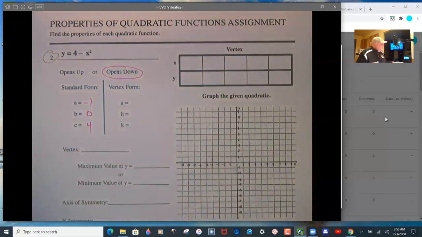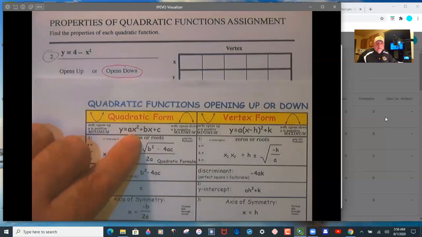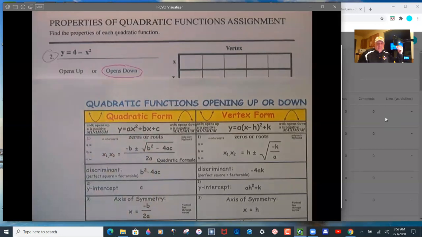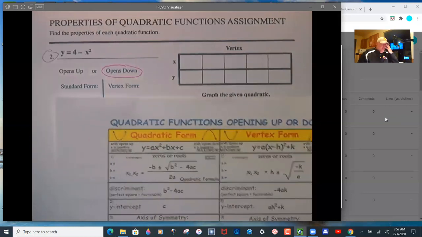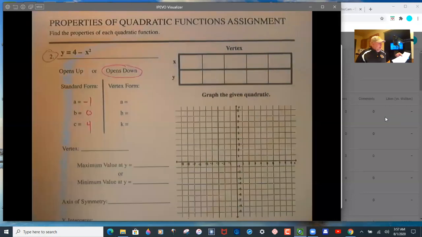Now, why is it -1, 0, and 4? Because you have to get in your mind that the a value is multiplied by the x squared term. B value is multiplied by the x term, which is not there, and then the c value is the number added on the end. A can never be 0. B and C can be 0. Just depends on what's given.